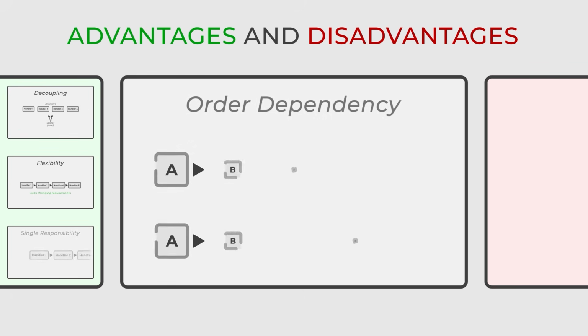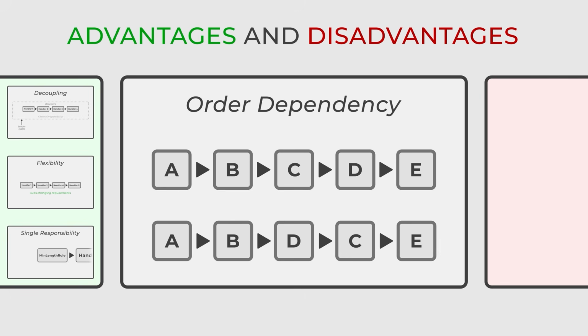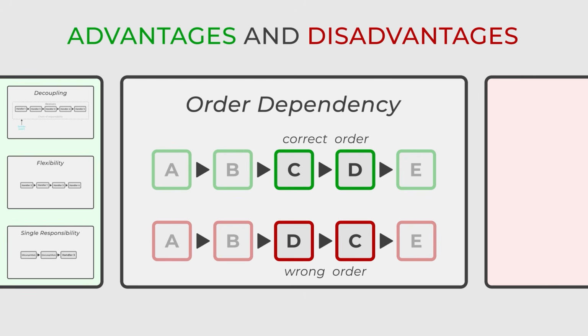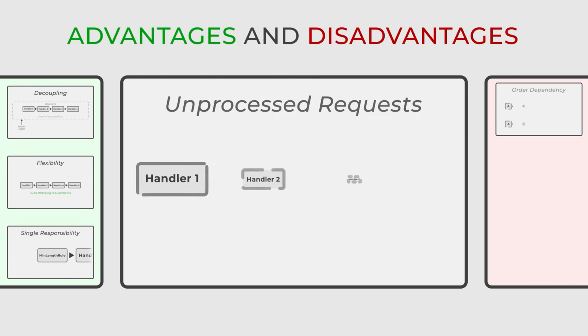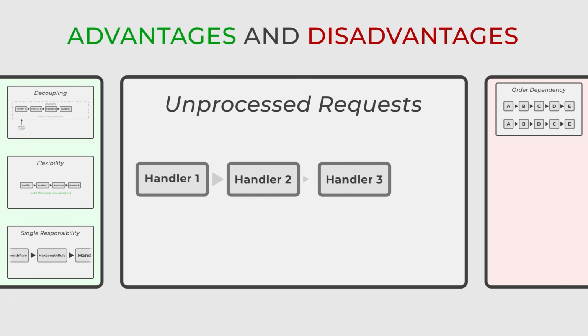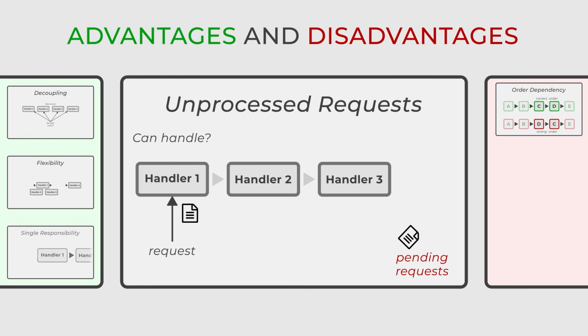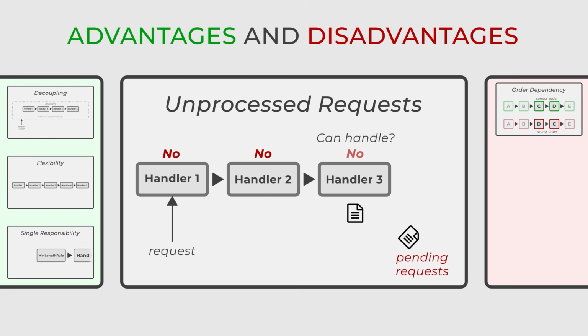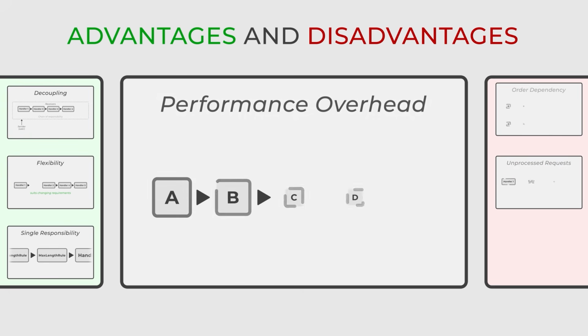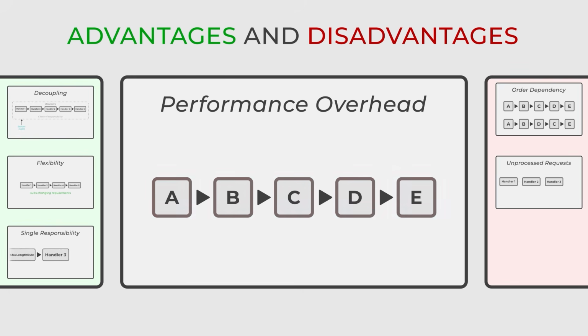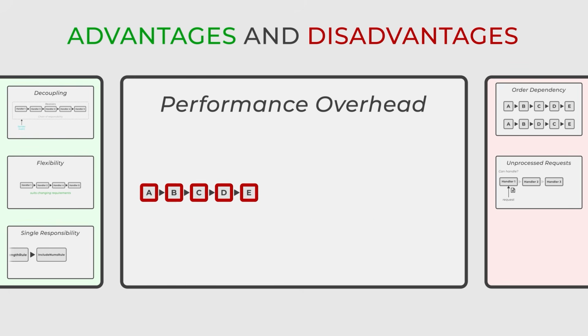On the flip side, the design pattern has its disadvantages. One issue that may arise is order dependency. The sequence of handlers in the chain plays a crucial role, and any misplacement might lead to bugs or unexpected outcomes. Another potential drawback is the risk of requests going unprocessed. If a request traverses the entire chain without being addressed, it remains pending, which could pose problems depending on the application's context. Additionally, since every request has to pass through all the handlers, it could introduce a performance overhead, especially if the chain is lengthy.